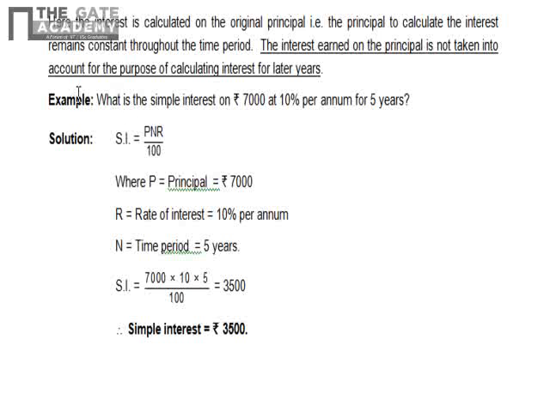So we can take one simple example. What is the simple interest on rupees 7,000 at 10% per annum for 5 years? Put these values in the formula, you'll get the amount 3,500.